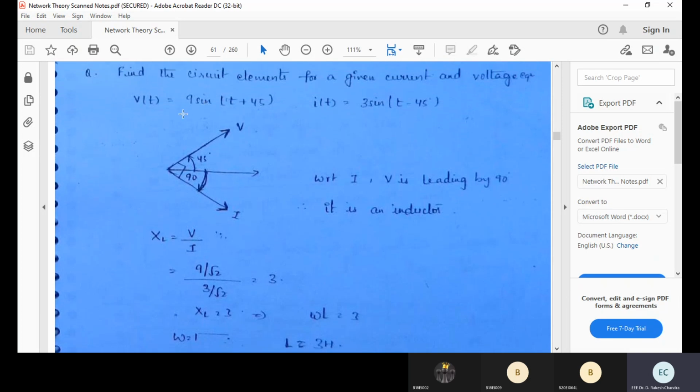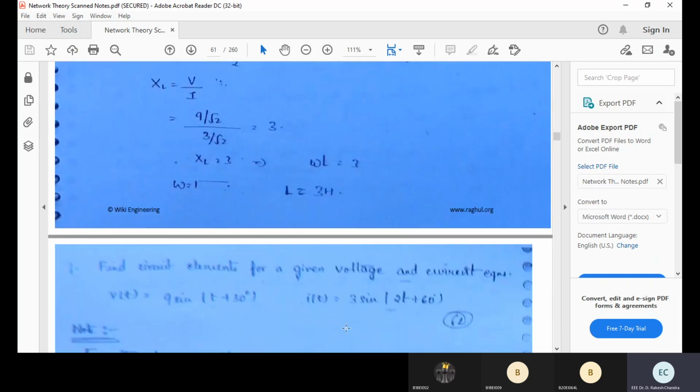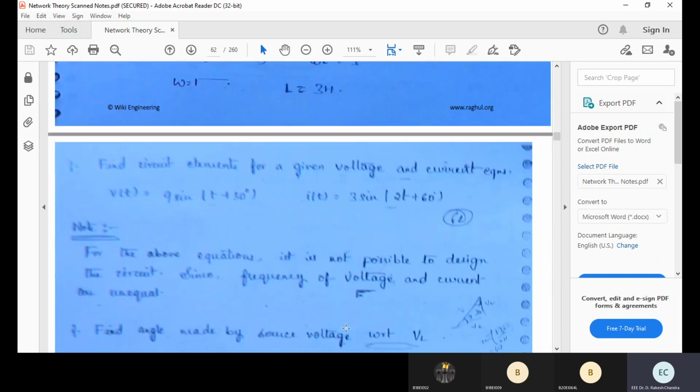Okay, why is omega equal to 1? Because in the circuit, let's say V is equal to Vm sin(omega t plus theta). Vm is 9 and theta is 45 degrees. You compare with the standard equation. So in that case, your omega is 1. So finally, your inductance value is 3 Henry. Okay, your inductance value is 3 Henry.